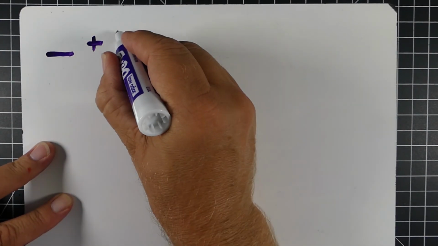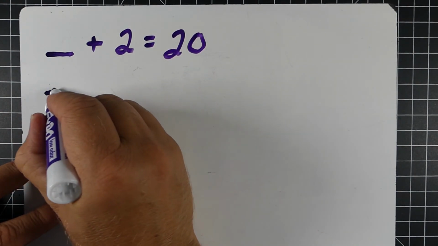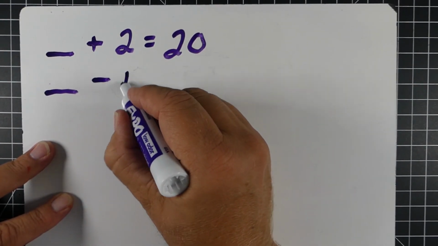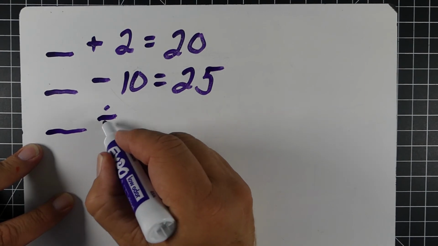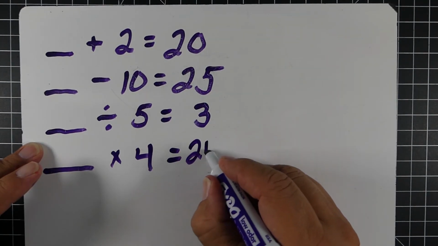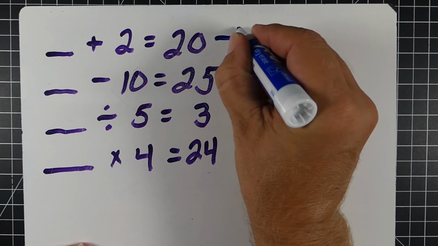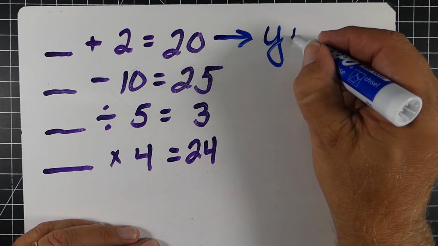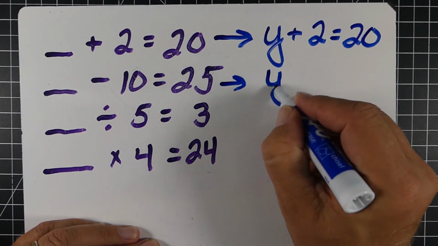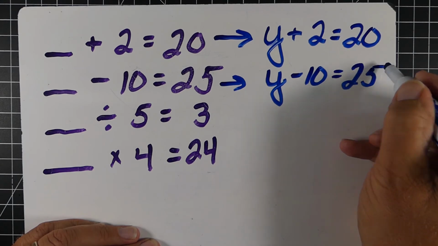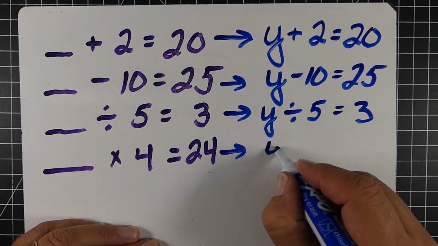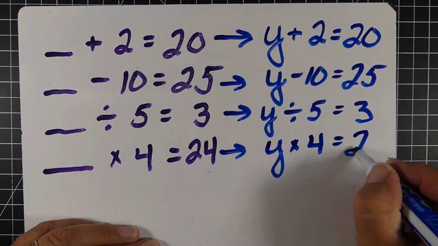So the following, you can see some different problems, like probably from elementary school where they used a blank. So for example, blank minus 10 equals 25, or perhaps blank times 4 equals 24. If we want to make these equations, we just take out the line, the blank, and replace it with a letter. And you can use any letter you want. In this case, I decided to use Y.